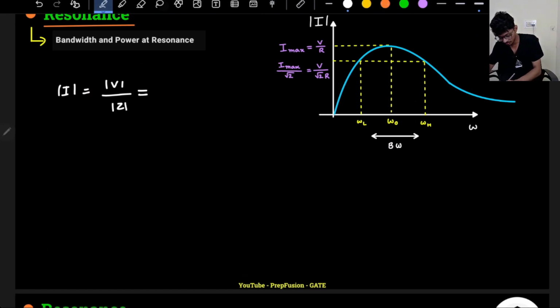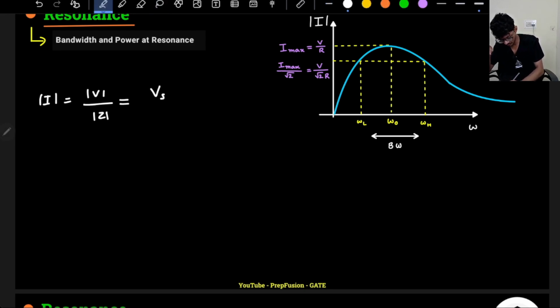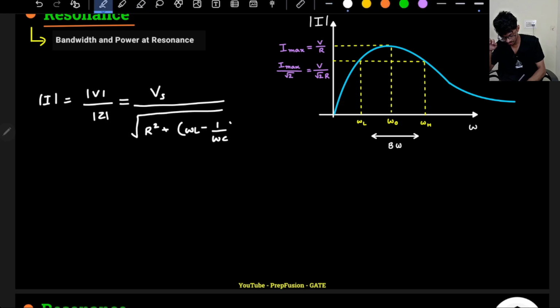So it is equal to magnitude of V divided by magnitude of Z. Magnitude of V is constant, divided by the magnitude of Z. So Z is varying with respect to frequency. This is constant. So I can write this as Vs divided by the magnitude of square root of R squared plus (omega L minus 1 by omega C) whole squared.